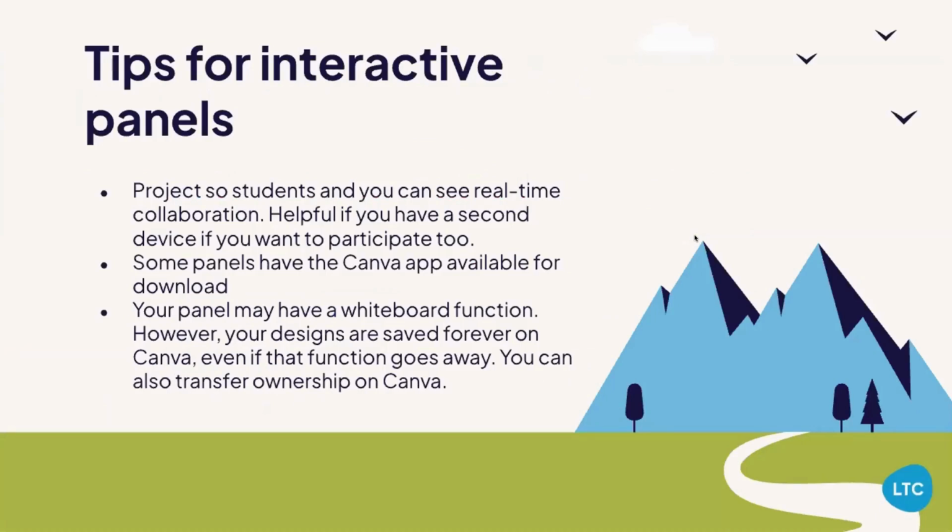A couple quick tips for interactive panels. Whether you're doing it individually or not, with Canva accounts or without, I would still project it so that the students can see what their peers are doing in real time. It's also helpful if you have a second device, if you want to participate as well. It can be helpful to have your own device where you're adding stuff to it, but the board really acts as the projector for everyone to see what's going on on the Canva whiteboard.